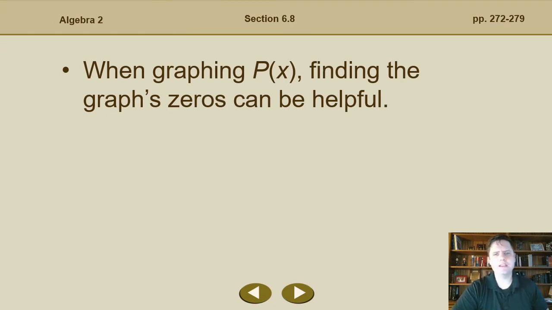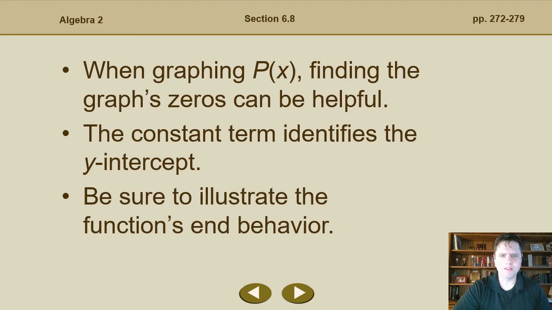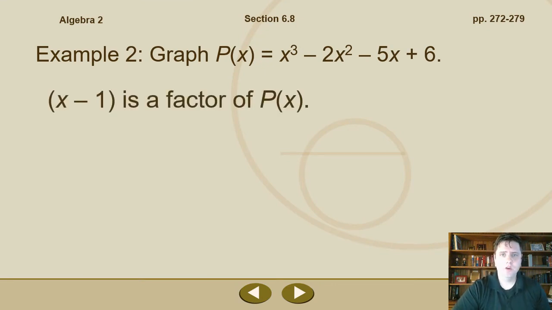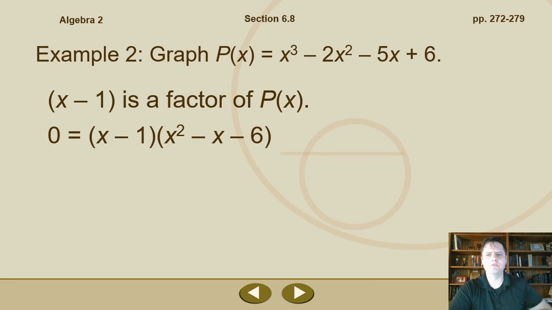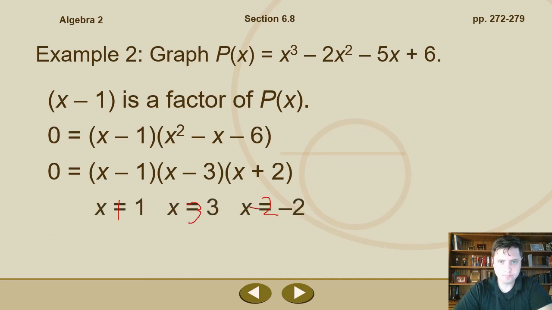So in graphing p of x, finding the graph's zeros can be helpful. The constant term identifies the y-intercept, and be sure to illustrate the function's end behavior. So in this case, x cubed minus 2x squared minus 5x plus 6. Well, we can determine from this that x minus 1 is a factor of p of x, and we can use synthetic division to get x squared minus x minus 6, which can be further factored into x minus 3 times x plus 2. So notice that these are now all the zeros. We have a zero at x equals 1, at x equals 3, and at x equals negative 2.